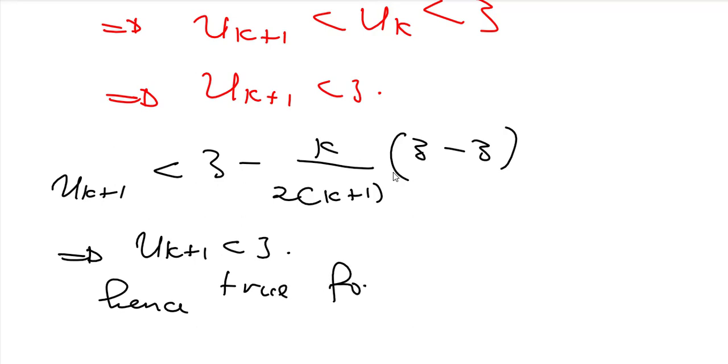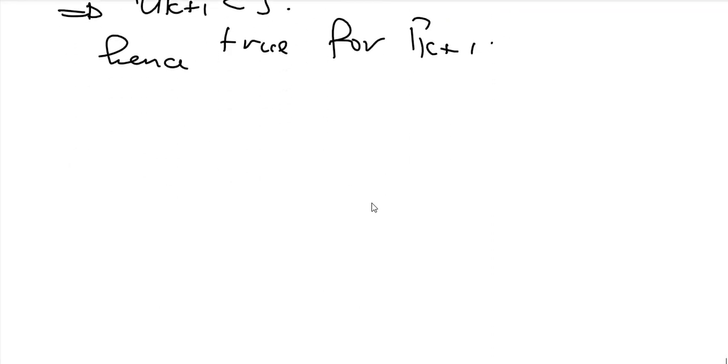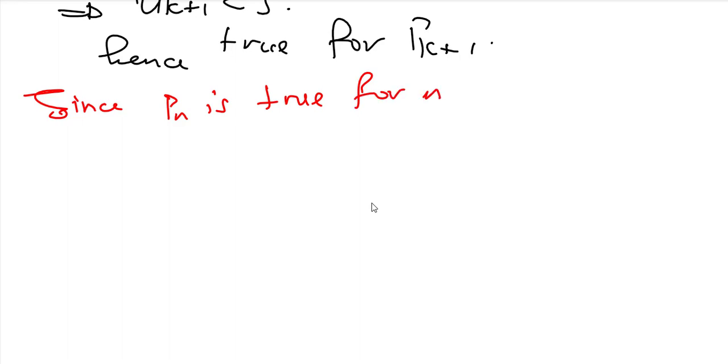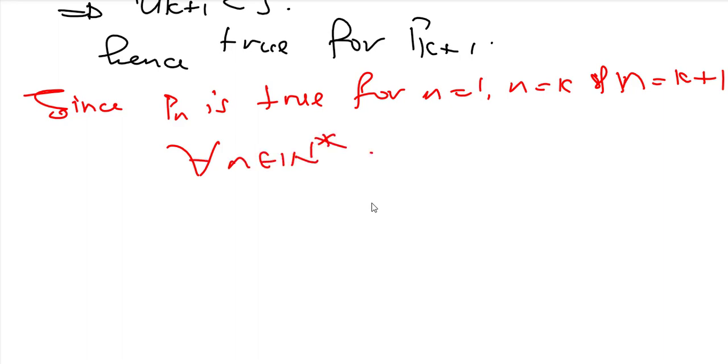hence true for P(k+1), that's at n equal k. Now we conclude, since P(n) is true for n equal 1, n equal k, and n equal k plus 1, then it's going to be true for every n which belongs to N star.